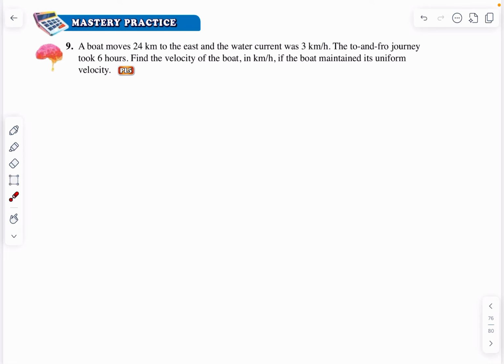Question 9. A boat moves 24 kilometers to the east and the water current was 3 kilometers per hour. Okay, so we have a boat moving to the east. The distance is 24 kilometers. And the water current is 3 kilometers per hour. Let's assume the water current is always acting this way, 3 km per h. The to and fro journey took 6 hours.